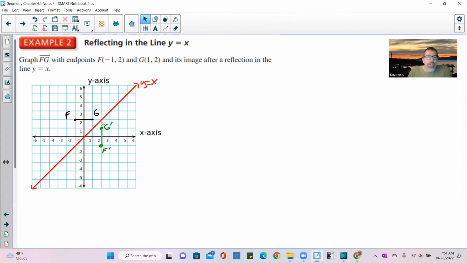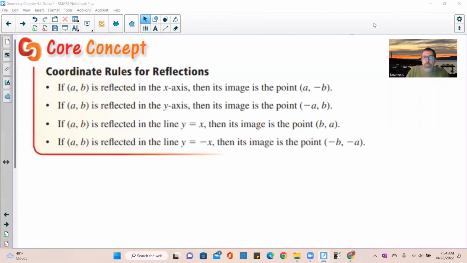Okay, so there it is. G is reflected to G prime, F is reflected to F prime, and that's how you reflect a cross. And we're going to start leading up to rules, but I'm not going to get into that just yet. Okay, so with this core concept, these are the rules I was talking about on the last page that I didn't mention yet, but here they are.